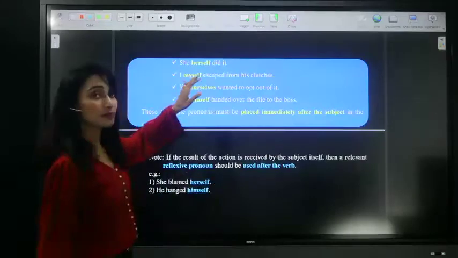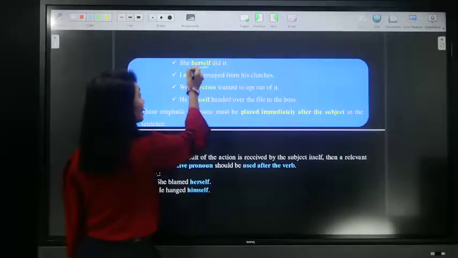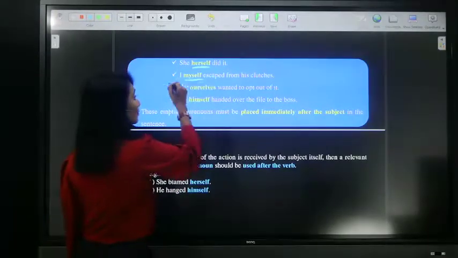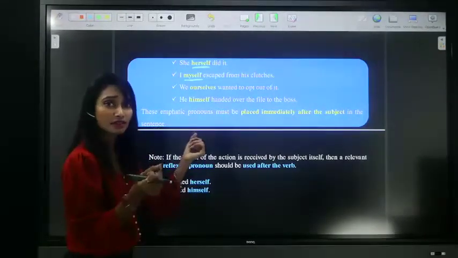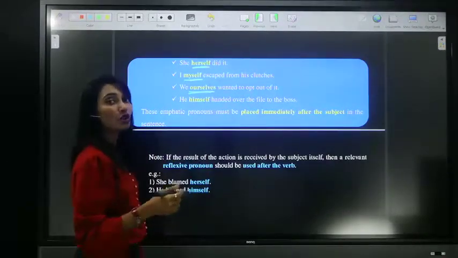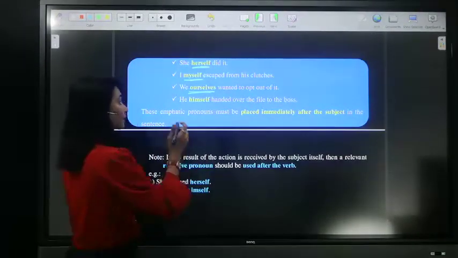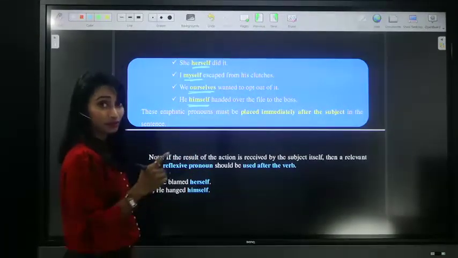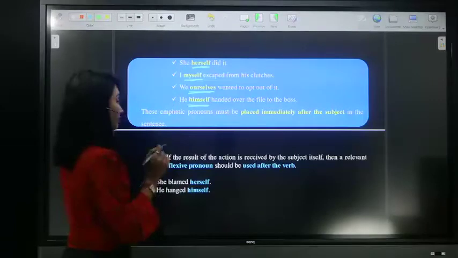Look at some more examples. She herself did it. No one helped her. I myself escaped from his clutches. No one rescued me. We ourselves wanted to opt out of it. He himself handed over the files to the boss. So again, emphatic pronouns.